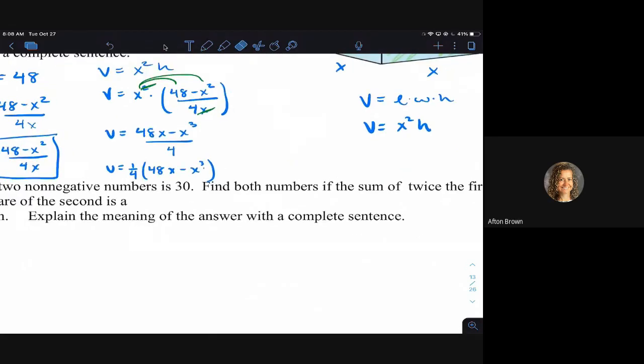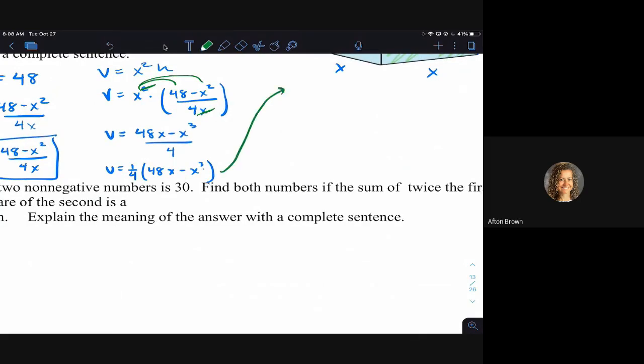Okay, once you have your volume equation simplified, then you can take the derivative. So the derivative is always the easy part. I'm going to write V prime. I want the derivative of volume. Okay, the constant in front doesn't go anywhere, and I just take the derivative of each piece. The derivative of 48x is 48. The derivative of x cubed is 3x squared.